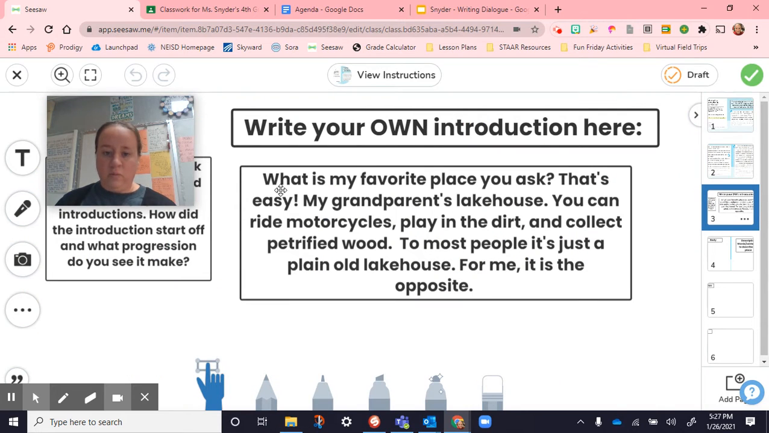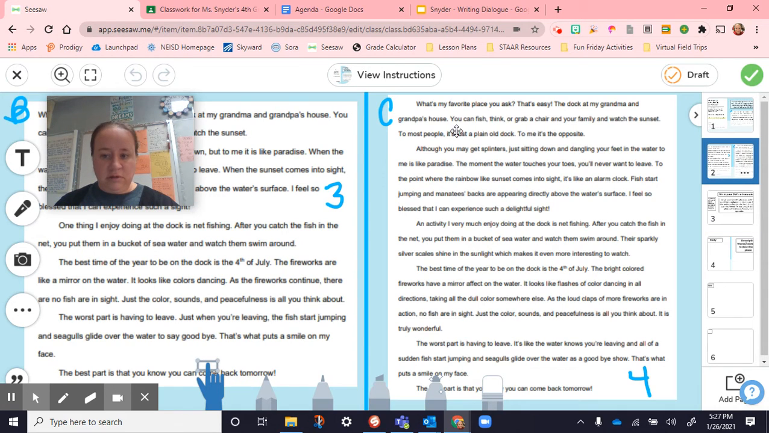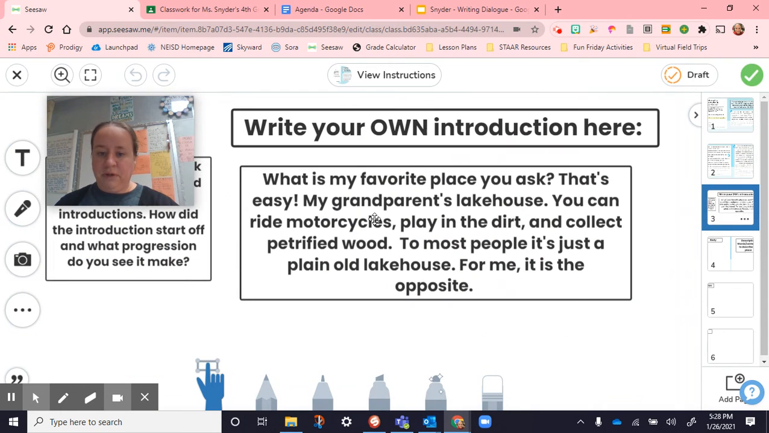So starting off with that same question, what is my favorite place, you ask? That's easy. My grandparents' lake house, period. You can ride motorcycles, comma, play in the dirt, comma, and collect petrified wood, period. To most people, it's just a plain old lake house. For me, it is the opposite. So I literally took it right off of his page, but I put in things that are specific.